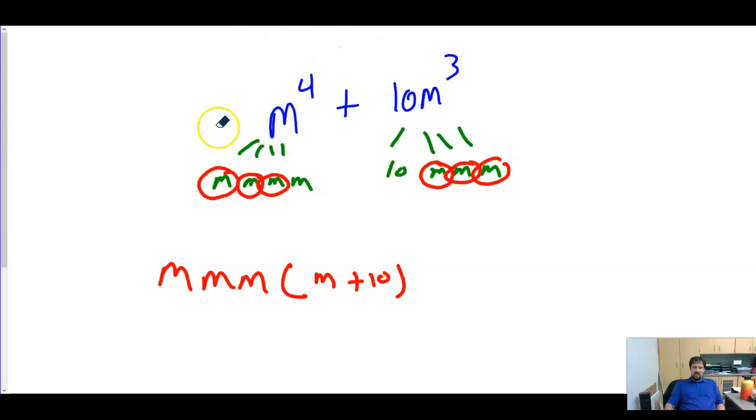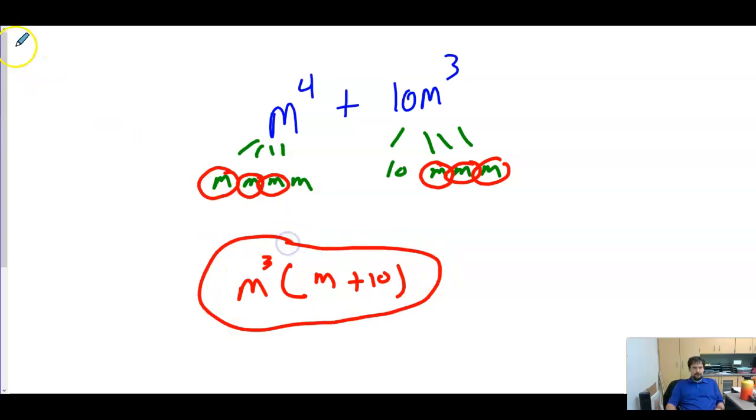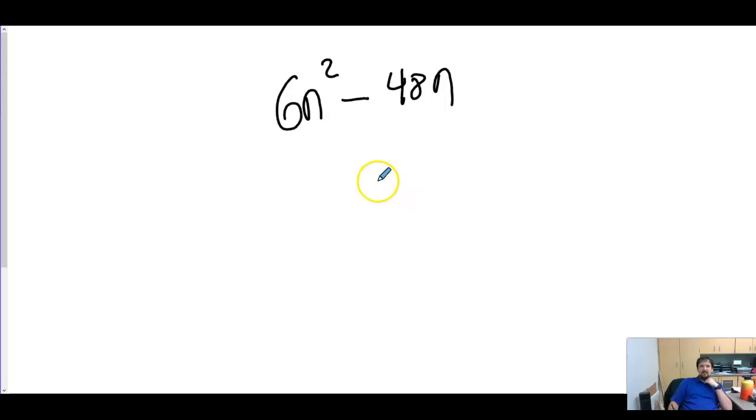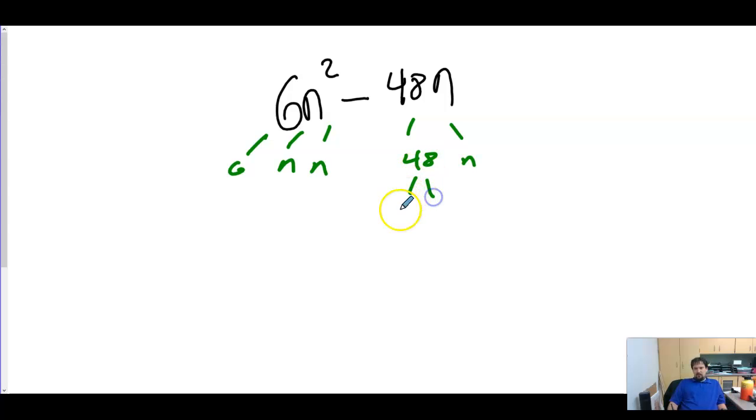And instead of writing m times m times m, we're going to rewrite that as m cubed. And there is my final answer. Alright, 6n squared minus 48n. Okay, so we're going to go with 6 times n times n, and 48 times n. Now, I know that I can break down this 48 a little bit more, and I also know that I can do 6 times 8.